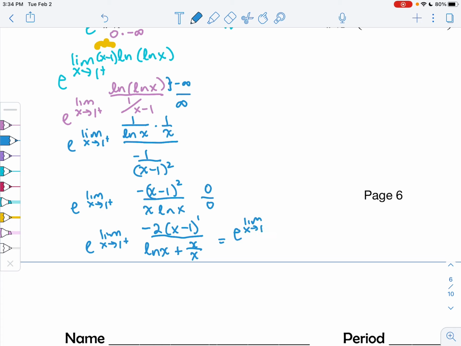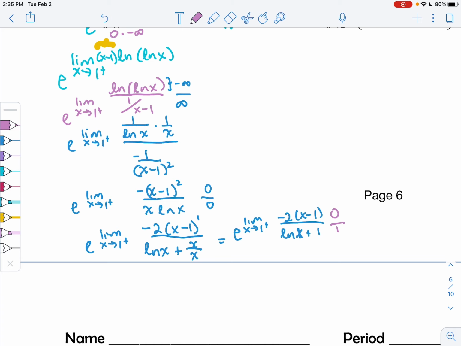e to the limit as x approaches 1 from the right of negative 2 times x minus 1 all over ln of x plus 1. Well, if we plug the 1 into the top, we get 0. If we plug 1 into the bottom, sorry, this was supposed to be x. I think I prematurely added the 1. So ln of 1 is 0. 0 plus 1 is 1. And we don't have a 0 at the bottom, so it's no longer indeterminate. I can conclude that that limit is equal to 0.